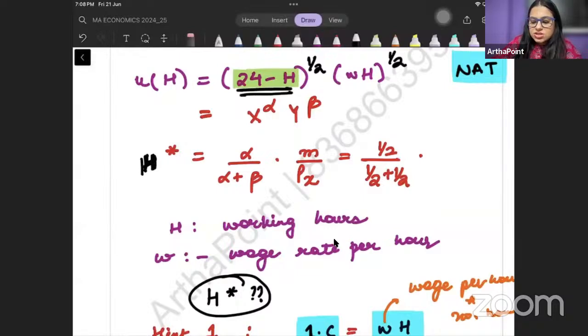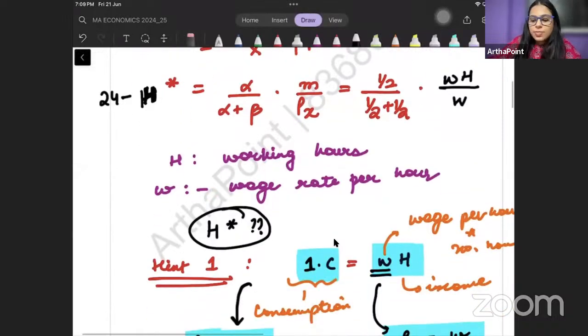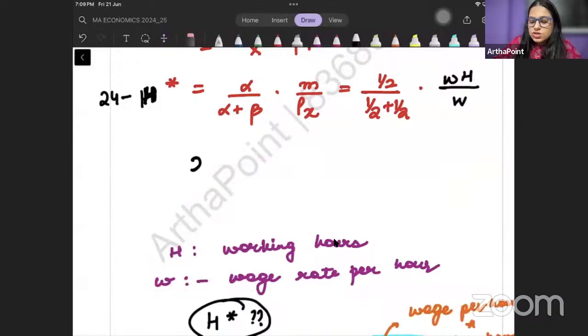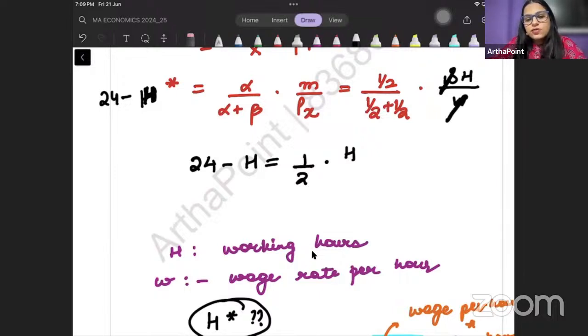This is 24 minus h, this is what I'm trying to find out. So 24 minus h is equal to half upon half plus half. Income is WH, and the price of h is W. If I solve using this, I will get 24 minus h is equal to half into h. This can be one of the ways in which you can start thinking about this question.